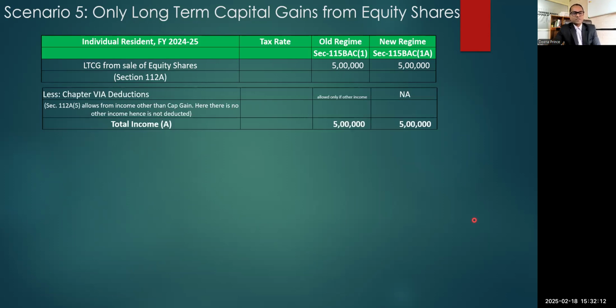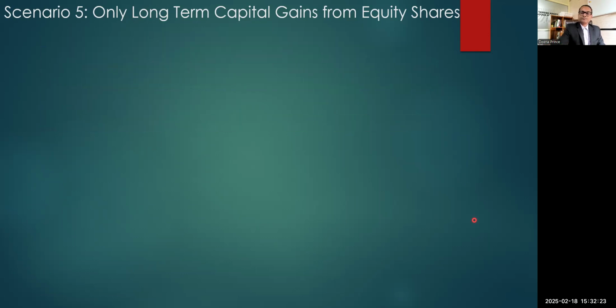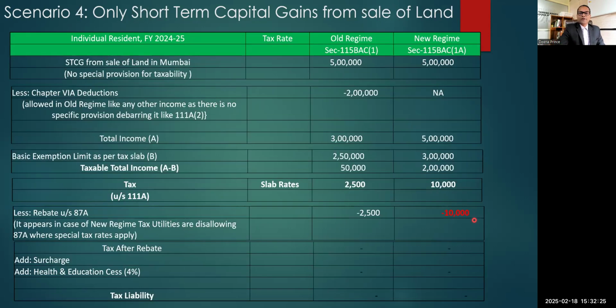The first question is whether chapter 6A deduction is allowed. In case of the old regime, till now we have seen that chapter 6A deductions were allowed.